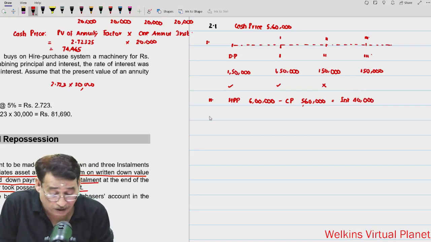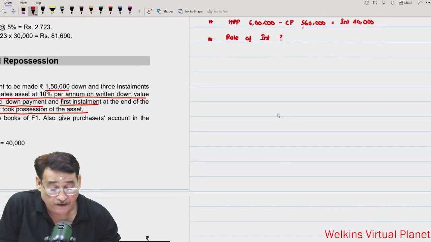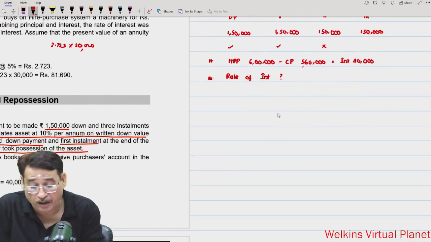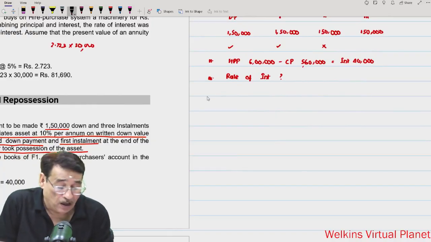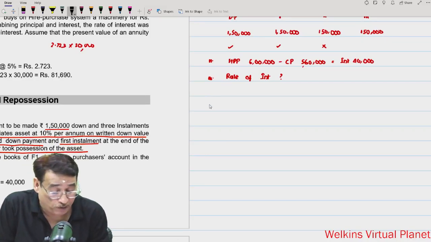In this particular question, you haven't been given the rate of interest, correct? So when the rate of interest is not given, how to compute interest, we have already seen it. After gross installment, pure installment, this was the case which we took, if you remember. So first of all, calculation of interest.